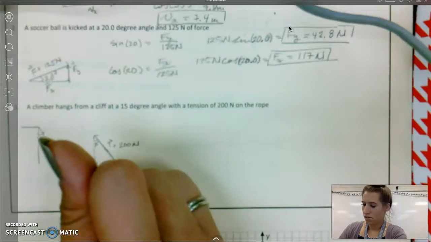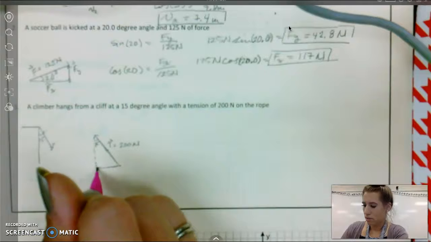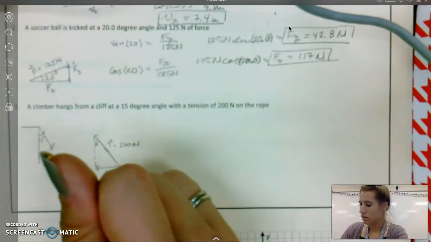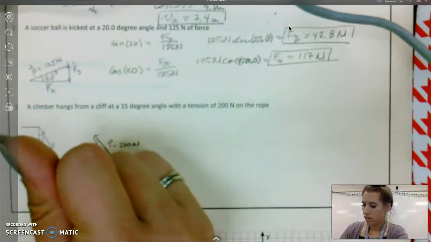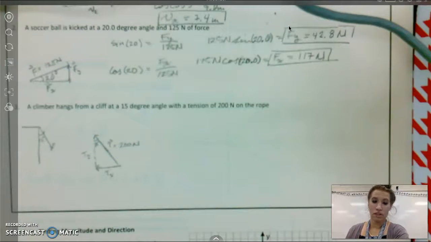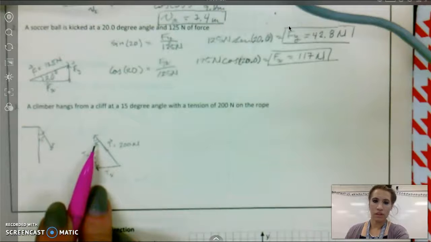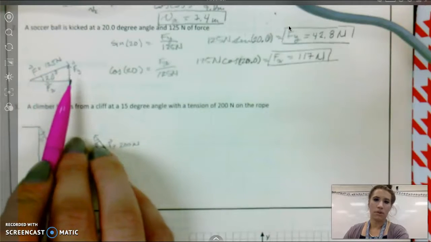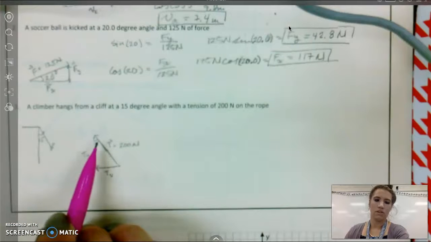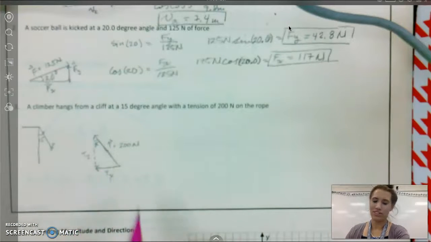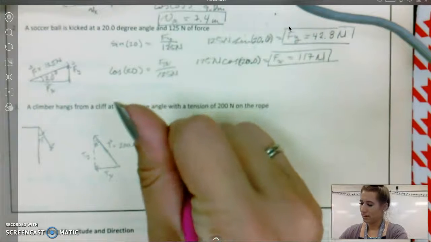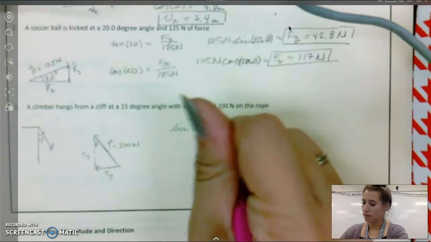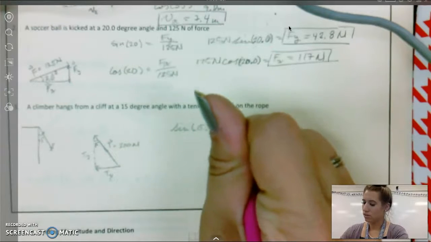Okay. There is T sub x. I'll do capital T. T sub x and T sub y. Now, do you see how the angle is opposite from tension, and all the times before the angle was opposite from our y component? So tension in the x direction. Let's look at that. So the sine of 15 is going to equal opposite, which is T sub x, divided by the hypotenuse, which is 200 newtons.